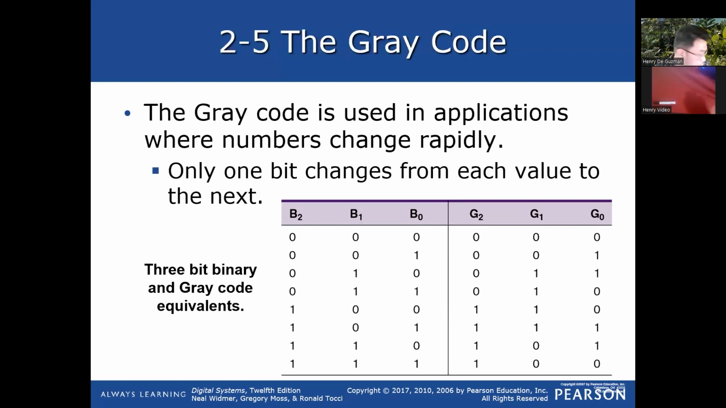Okay, the gray code. So paano ba yan? Okay, so explain ko yan. So yung binary number, the gray code is used in applications where numbers change rapidly. Only 1 bit changes from each value to the next. So let's have a 3-bit binary and gray code. So meron tayong 3-bit binary.